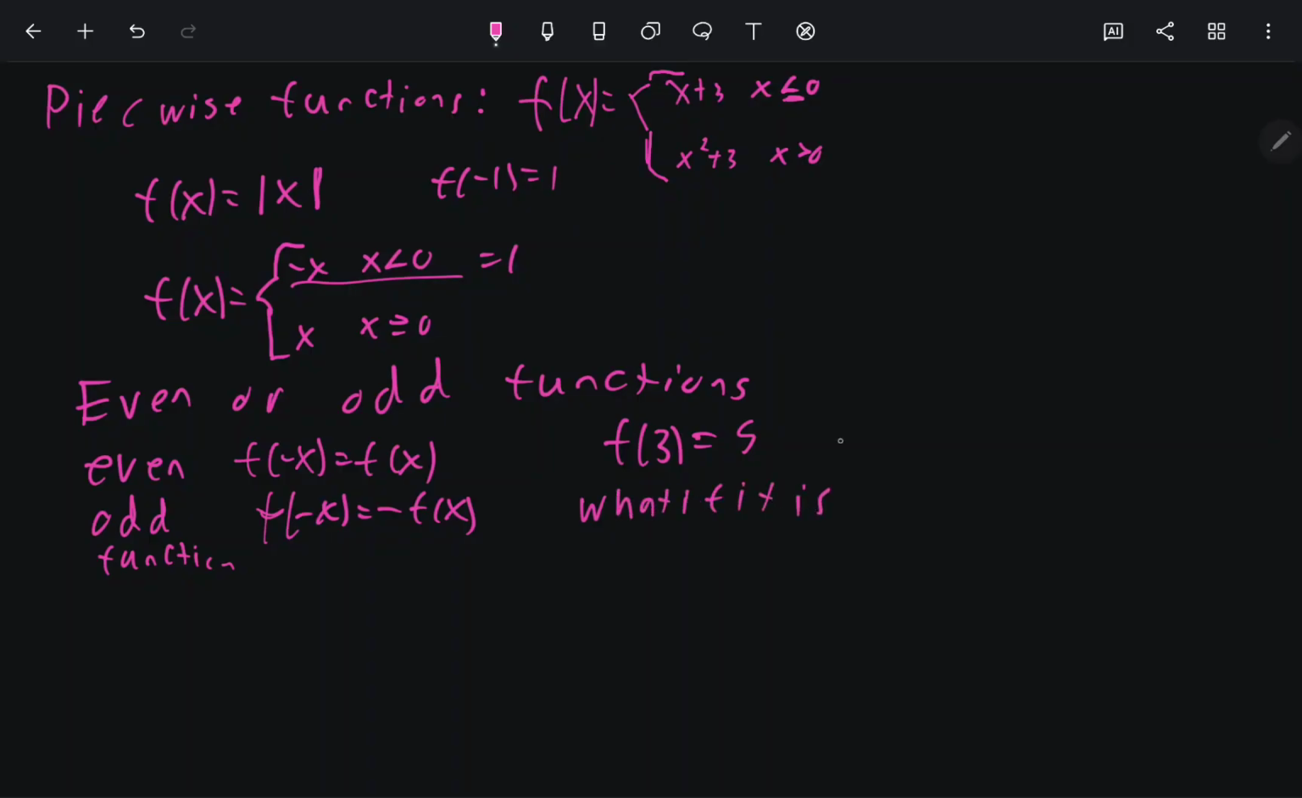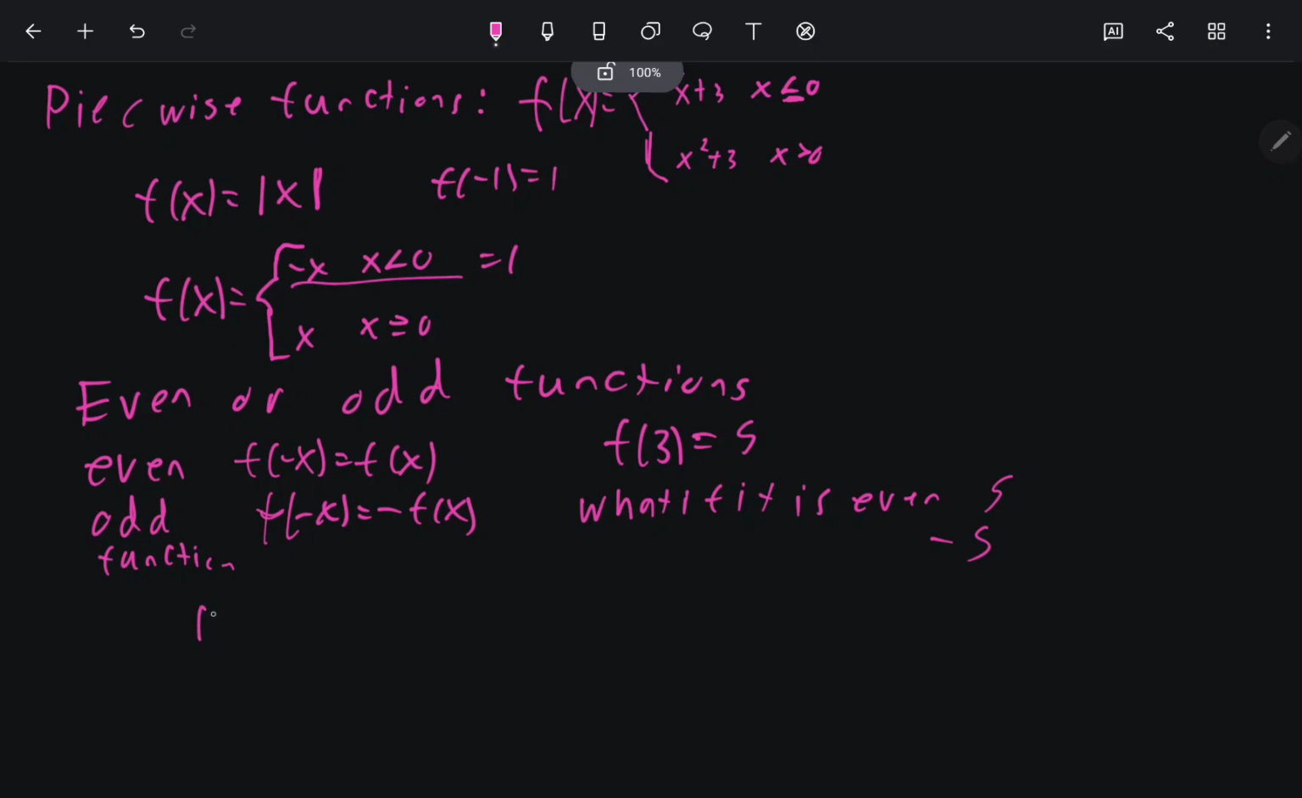It is even. It would be 5. Or what if it's odd? It would be -5. How do we know if a function is even or odd, or neither? Well, there's a test we can do.